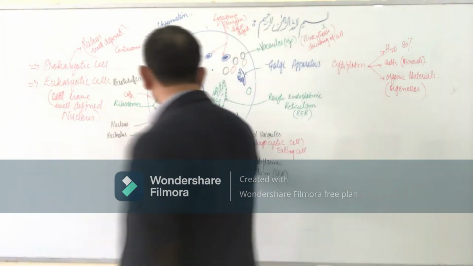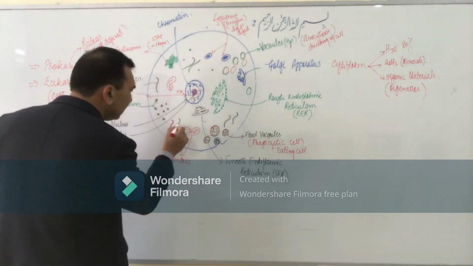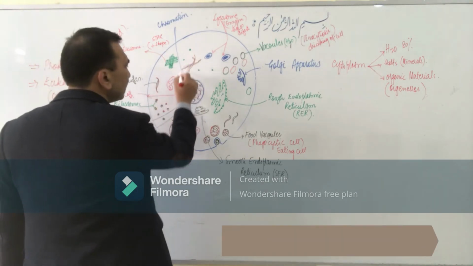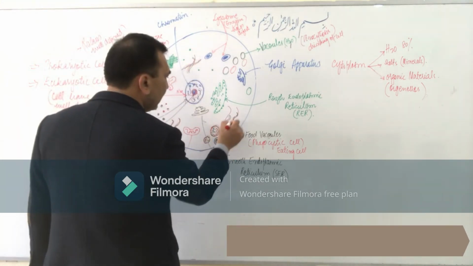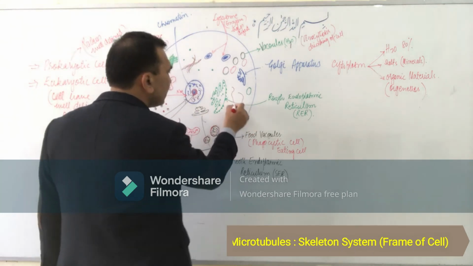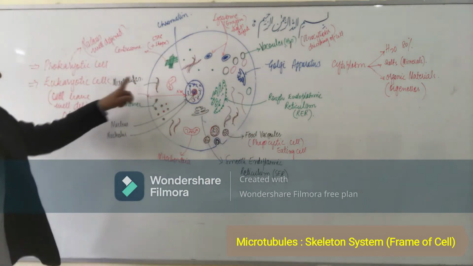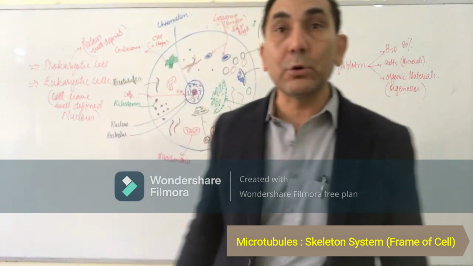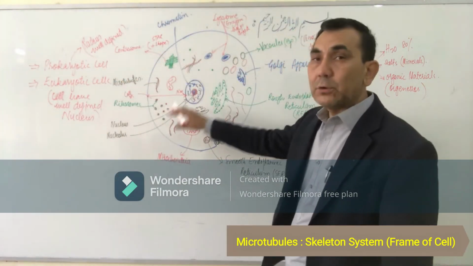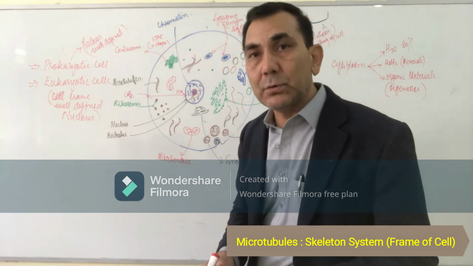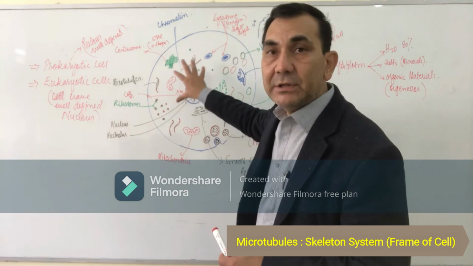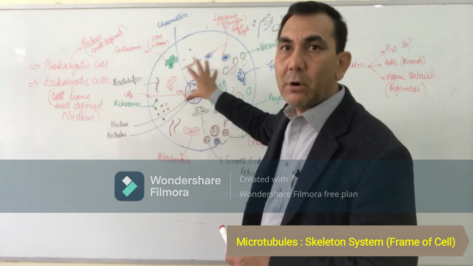Now, another thing: you are looking here, these are thread-like structures present inside the cell, and these thread-like structures are called the microtubules. These are the microtubules of the cell, and they maintain the shape and the frame of the cytoplasm.